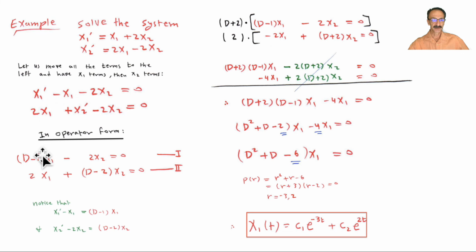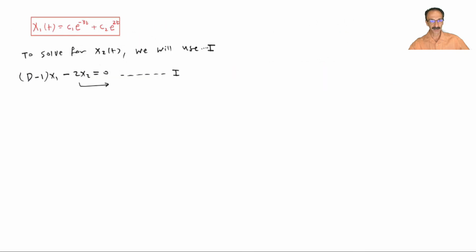This is number 1, which is the same one right here. D minus 1 times x1 minus 2x2. That's the same one. So I'm using this one so I could focus on x2 and solve for it. I have x1, I'm going to put it right there, apply the derivative and apply a minus 1 to it. Do the algebra steps and end up with x2 by itself. Okay, let's go back.